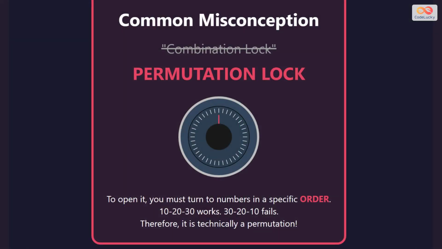Here is a fun fact to impress your friends. The device you use on a locker is called a combination lock, but that is mathematically incorrect. If your code is 10-20-30 and you try 30-20-10, it won't open. The order matters. So, technically, it should be called a permutation lock.